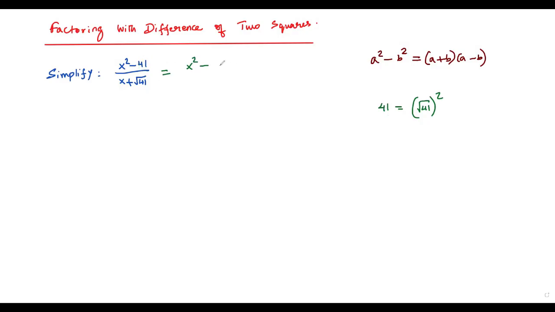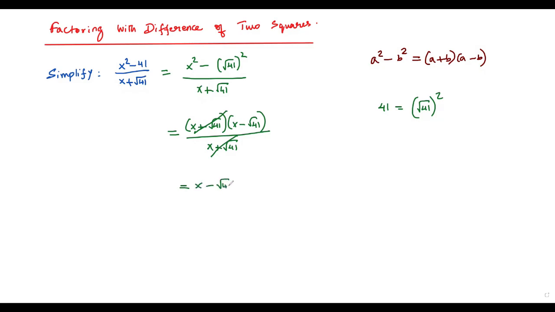Now instead of 41, we can write square root of 41, the whole squared, divided by x positive square root of 41. Now let's consider the expression we have over here. It's exactly in this form. At the place of a, we have x, and at the place of b, we have square root of 41. Now we can write this one in factored form like this: a positive b times a negative b. Then we get x positive square root of 41 times x negative square root of 41, divided by the denominator as it is, x positive square root of 41. Now we can cancel x positive square root of 41 with x positive square root of 41. Then we get x negative square root of 41.